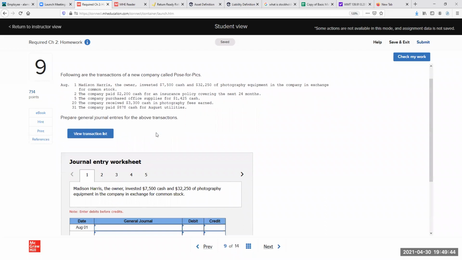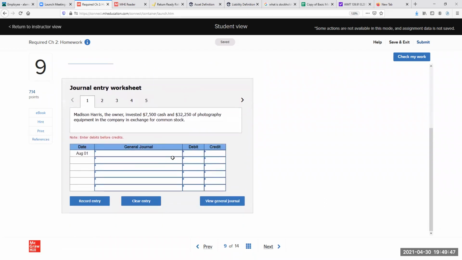Preparing journal entries. So here again, you're just practicing journal entries over and over. You put in 7,500 cash. You put in 32,250 of photography equipment in exchange. So that's 39,750. And you receive common stock, right? You put these assets into the business. So now the business can go to work, okay? Equipment and cash increase on the left, so they go first. And the sum of the left side has to match the sum of the right. How about the next one?